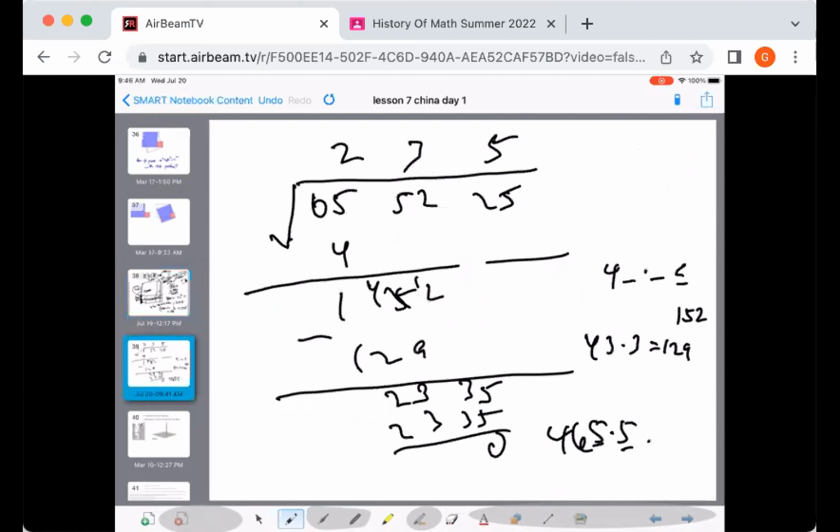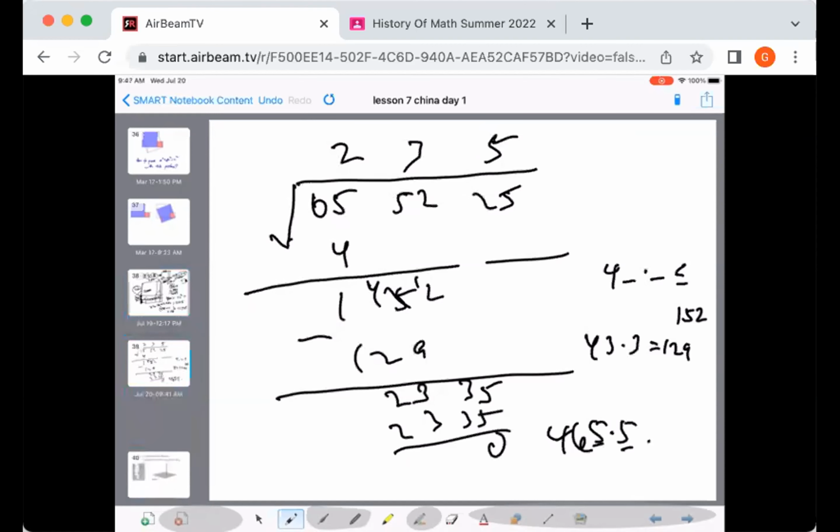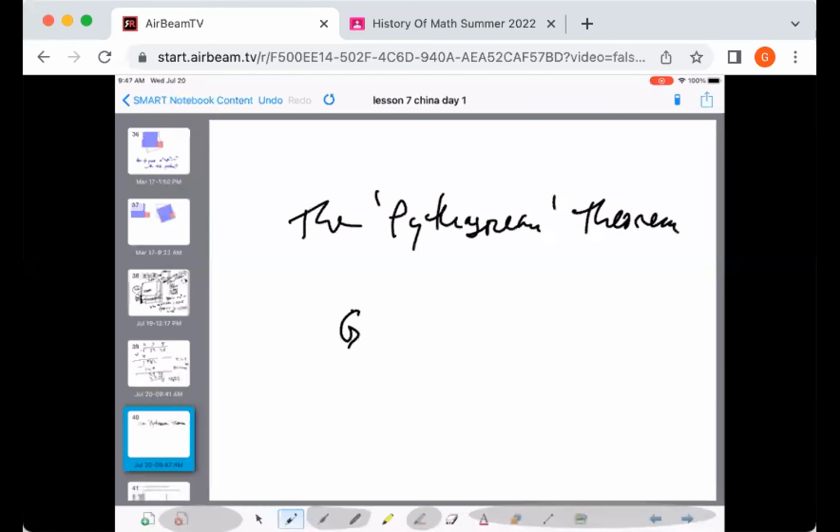Now, yesterday we finished up with seeing that in China, like in all the cultures, they came up with the Pythagorean theorem, which they called the Gogu theorem. The Gogu being their words for the two legs of the right triangle.